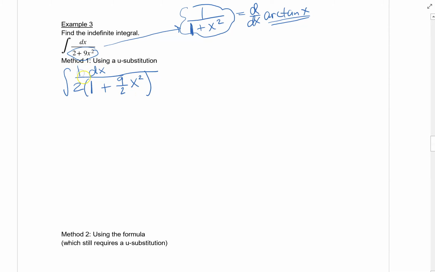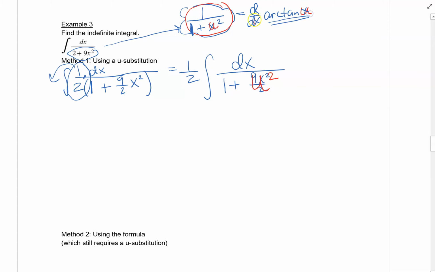And then think of that as 1/2 times dx over all this. So I can take that 1/2 and pull it out of the integral. And I have 1 plus 9x squared over 2. And then I think, okay, I would rather that be u squared, because then it will look just like that. Of course, except with u, but that's okay. We could just think of those as u.